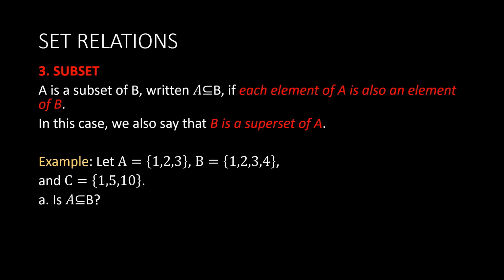is A a subset of B? The elements of A are 1, 2, and 3. These are all present in set B. So the answer is yes. Is B a subset of C? Note that there are elements of B which are not elements of C. So the answer is no. Is A a subset of itself? Of course, the answer is yes.